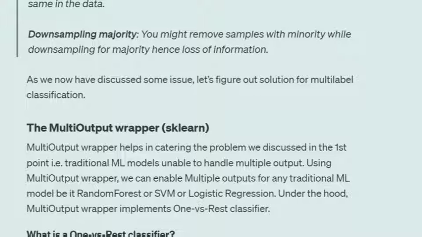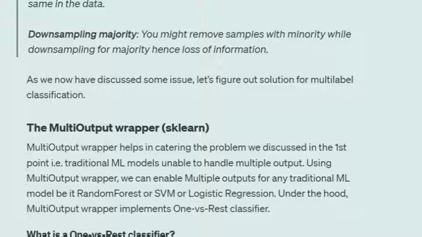So first of all, we're talking about a solution for the problem that we face in the first point, that is traditional ML models don't support multiple outputs. So in this case, we can use a wrapper provided by sklearn, that is the multi-output wrapper, which helps you convert any traditional model into one producing multiple outputs. So basically, under the hood, you can call any ML model, use it with this particular wrapper, and eventually it will help you in multi-level classification.